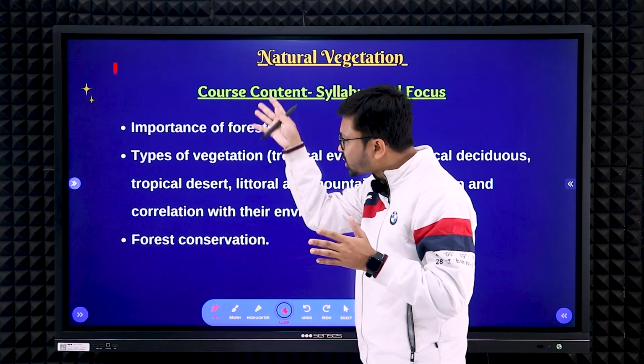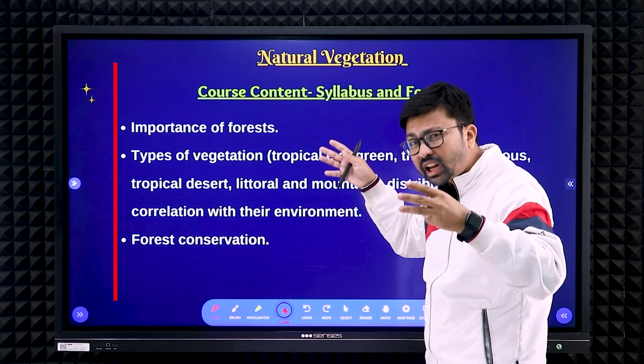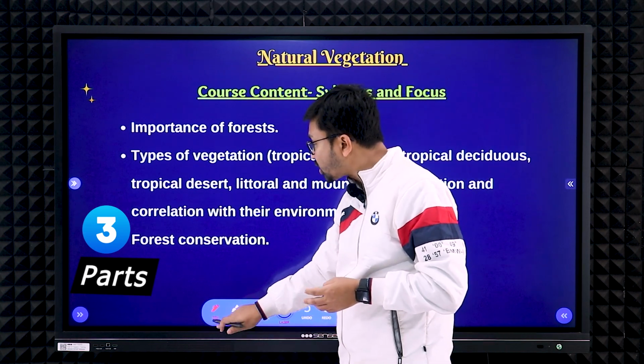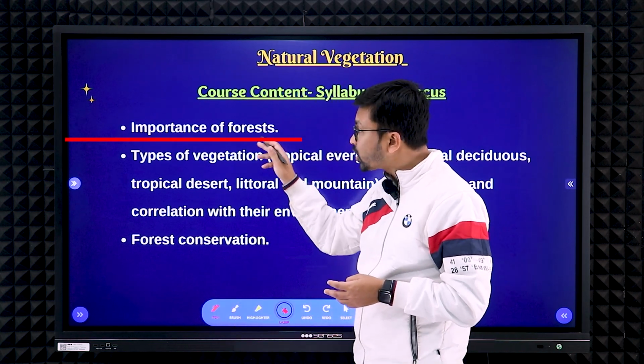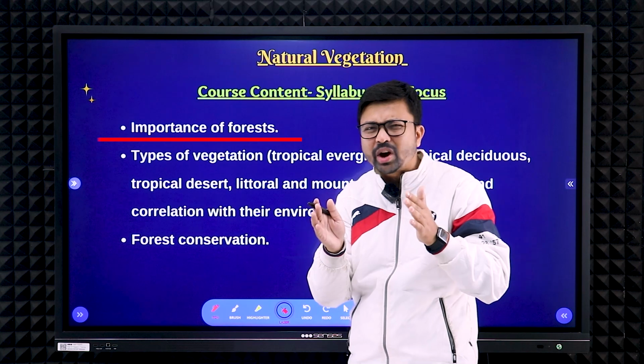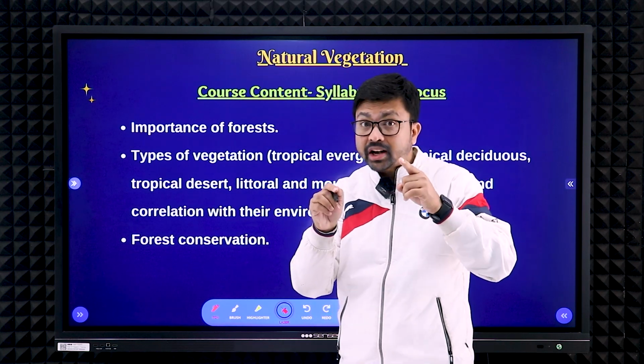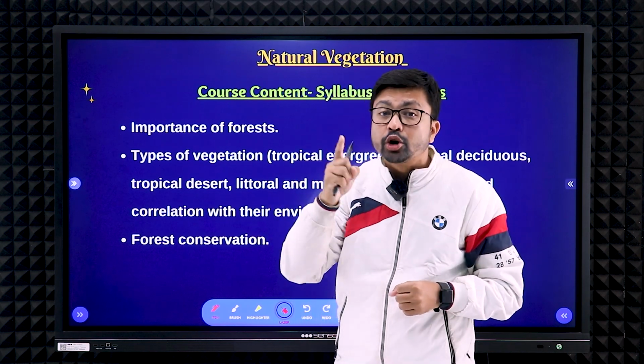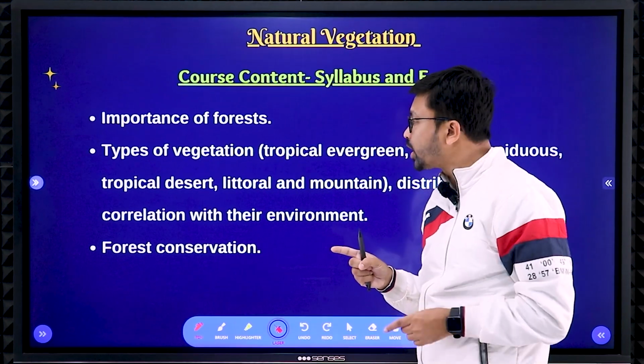So what is the syllabus divided into? This chapter's syllabus is divided into three parts. First of all, the importance of natural vegetation. Here you can see the importance of natural vegetation. That's very easy to answer. You know most of the answer, but as I said, you need to use the proper geographical terms to answer those questions so you can get a good score.